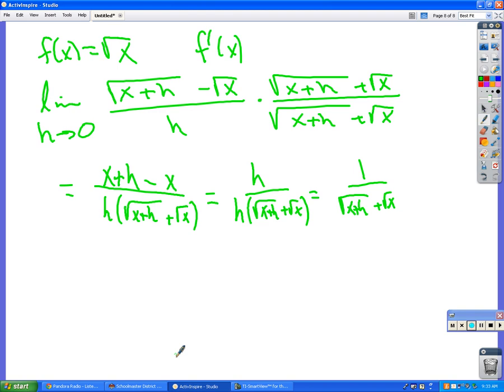What do I do now that I've canceled that h off the bottom? Plug in 0 for h, and so I get 1 over 2 times the square root of x, right? Is there a way that we could have found that answer using our secret rule?